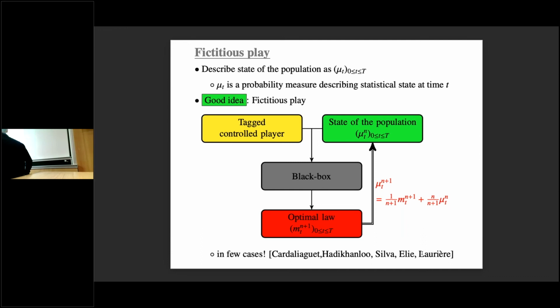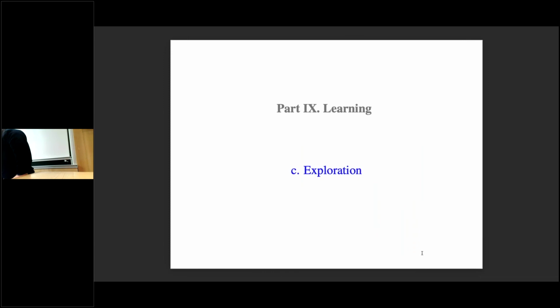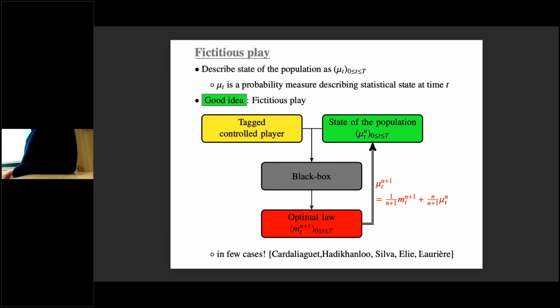The very big problem of the fictitious play is that it works, but only in some cases. There is one case when it works: this is the potential game. So for potential games, it works. And also in the monotone setting. Outside of these, there is no theoretical study.